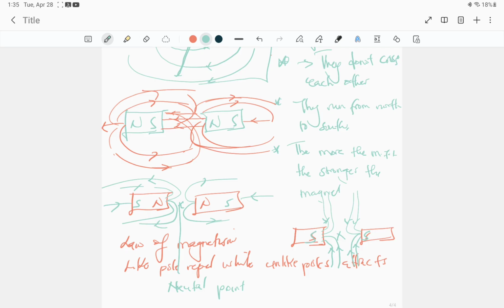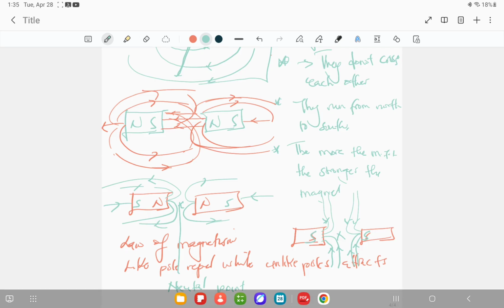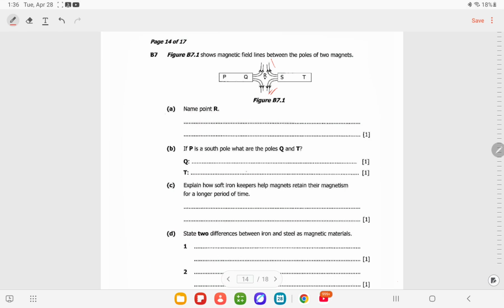We'll be discussing magnets in parts according to the questions you will be bringing. Let's go back to our question now. Figure B7.1 shows magnetic field lines between the poles of two magnets. So we have this R, then we have these two magnets, then we have the letters. So let us look at where the arrows are going.